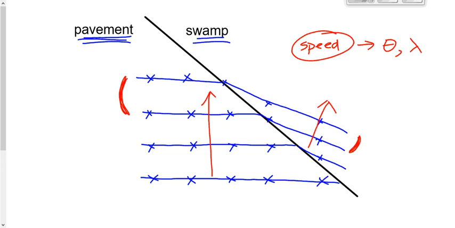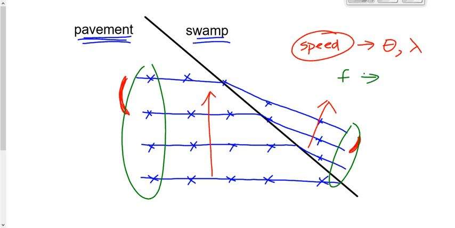What doesn't change? What is it? Yeah, we have 4 waves per 20 seconds right here. We have 4 waves per 20 seconds right here. So the frequency isn't going to change. The frequency stays the same.